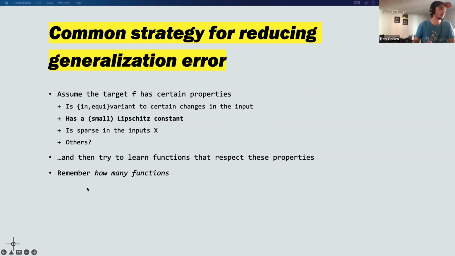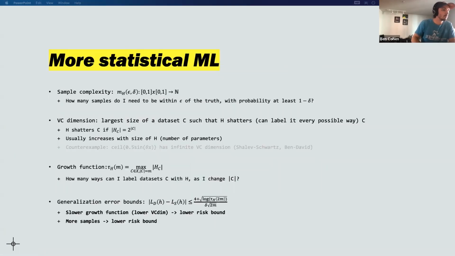And I have noted here, remember how many functions? This will help us decrease the size of the function space we have to search through. Maybe to put a finer point on that, if we go back to the growth function tau, this thing is going to grow exponentially as long as my hypothesis class shatters C. So if I want to slow down the growth function, a couple of things can happen. I can either increase M or I can decrease the size of my hypothesis class.